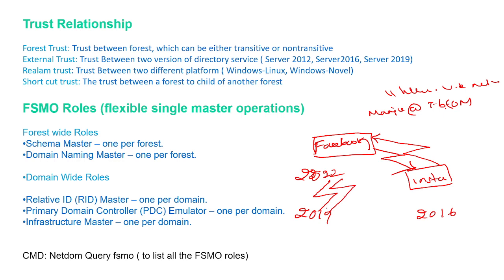If you establish the trust between two different versions of Active Directory, such a trust relationship we call an external trust. Then there is realm trust. Realm means between two different platforms, like you have Windows and Linux. Windows is Active Directory, Linux has some other identity and access management service. Or between Windows and Novell, or between Novell and Linux. If you are establishing the trust between two different identity and access management platforms, such a relationship we call a realm trust.